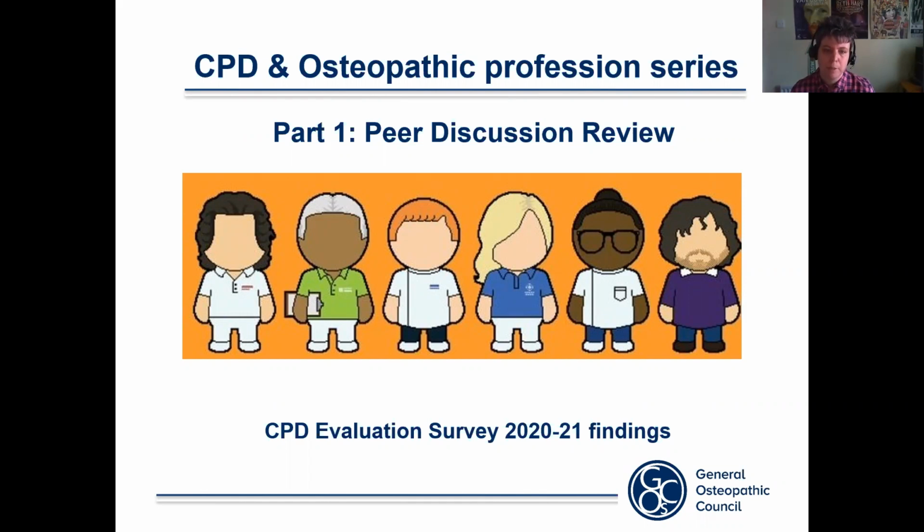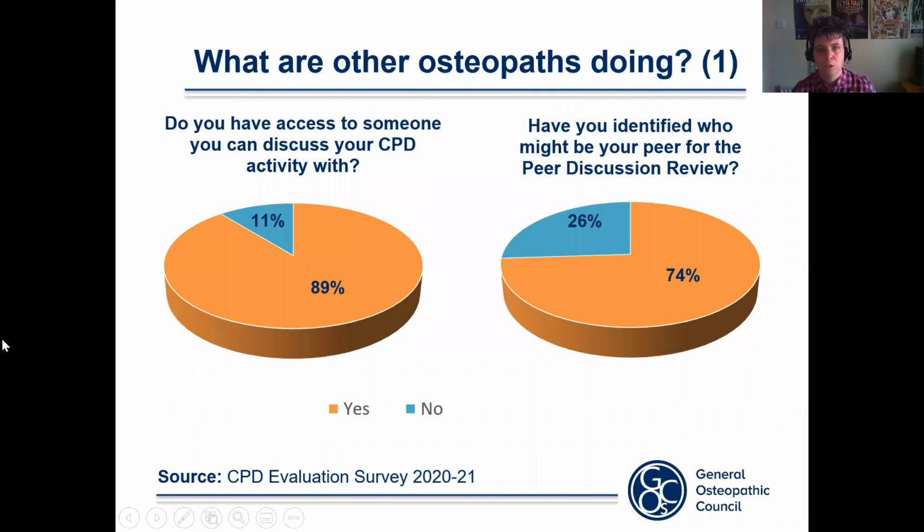This video is going to look at the CPD Evaluation Survey 2020 to 21 findings, and this particular video is going to look at the peer discussion review. So what are other osteopaths doing in relation to the peer discussion review? We know from the CPD Evaluation Survey that the large majority of people have access to someone that they can discuss their CPD activity with. So 89% have said that they have someone that they can discuss their CPD with. And the large majority have identified who might be their peer for their peer discussion review. So we've got 74% saying that they have identified who might be their peer.